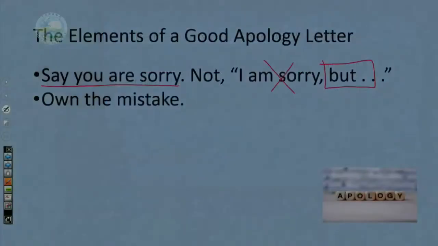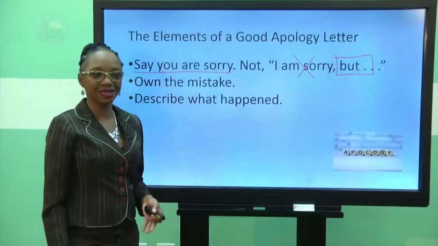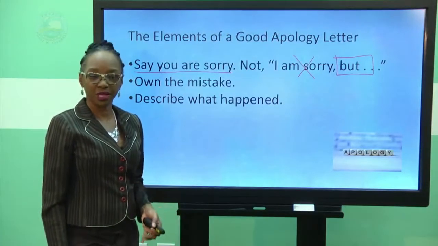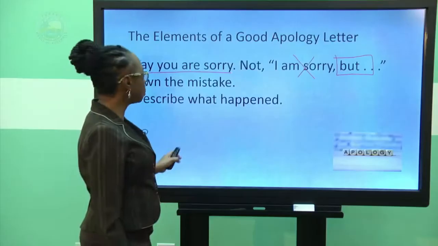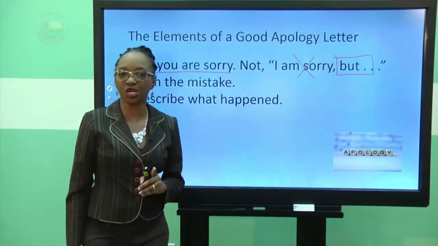Own the mistake. You're apologizing for something. Take full responsibility for it, especially for your part in the error, your part in what went wrong. Own the mistake. You also want to describe what happened. Do not simply say, I am sorry, I hope you accept my apology, full stop. You need to articulate to the person receiving the letter exactly what it is you are apologizing for.